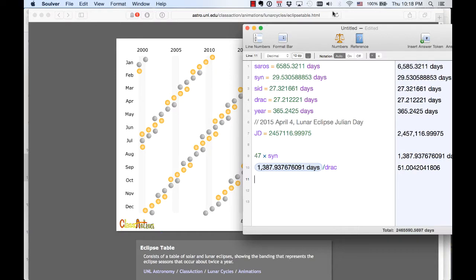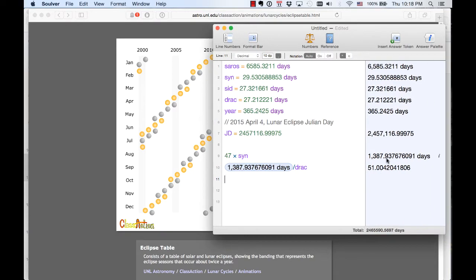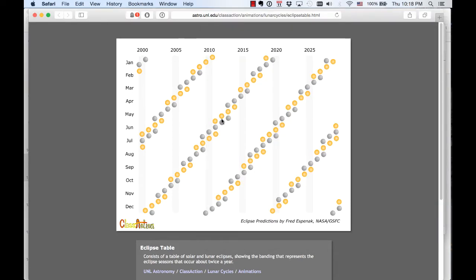Now, how many years is that? Let's see, it's 1,387.9 days. And I want to know how many years is that. A year is, of course, 365 and a quarter days. So it's 3.8, almost 4 years. So if I have an eclipse, let's find that April eclipse again. So there's April 4th, 2015. If I go 3 years, 0.8, so 1, 2, 3 years over, and then 0.8 down, that's another lunar eclipse.